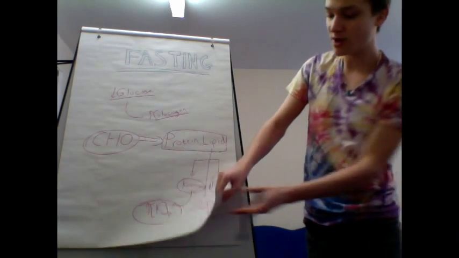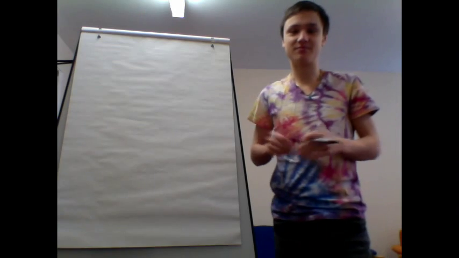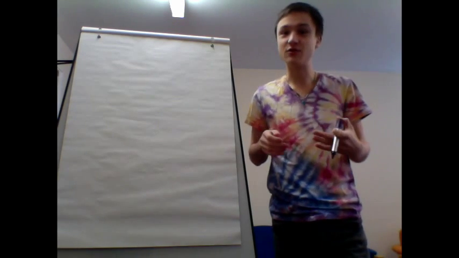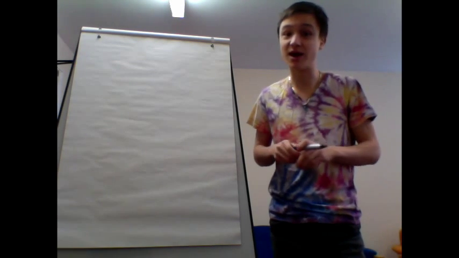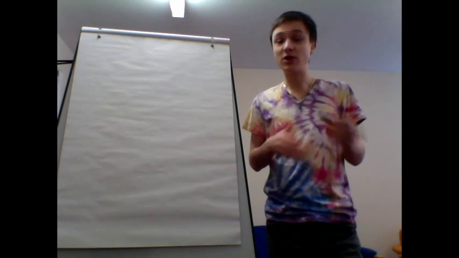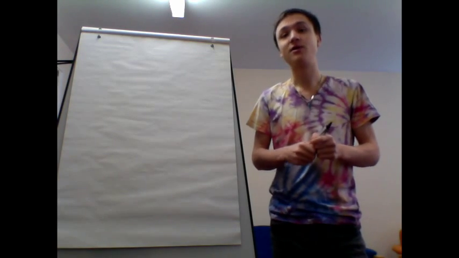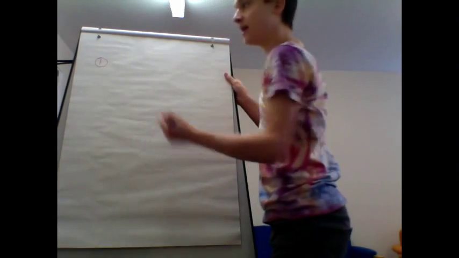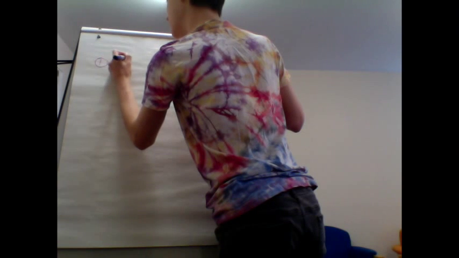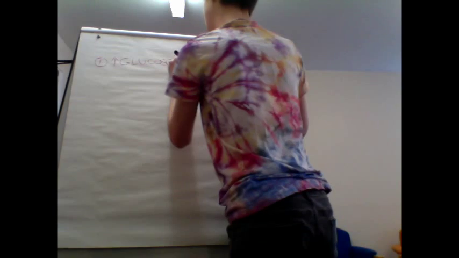Now, when you go on to refeeding, things change because you're finally getting food. But if you eat too much too quickly, this is where problems arise. So, when you eat, as I said earlier, the amount of insulin in your blood goes up. So what does that do? Well, like I said earlier, 1, increases glucose metabolism.